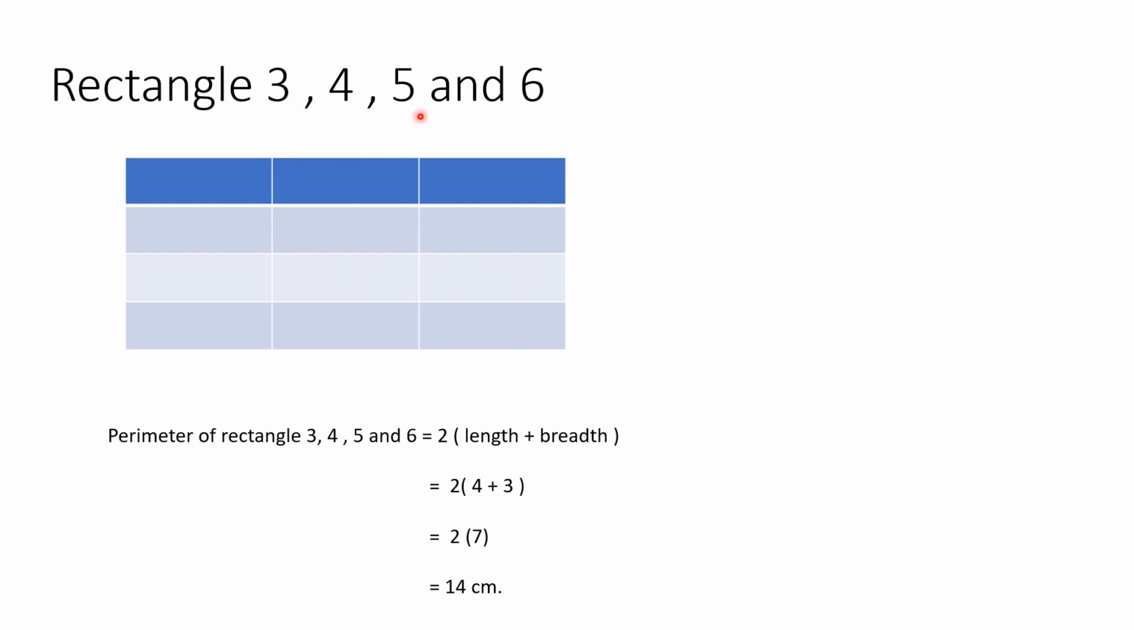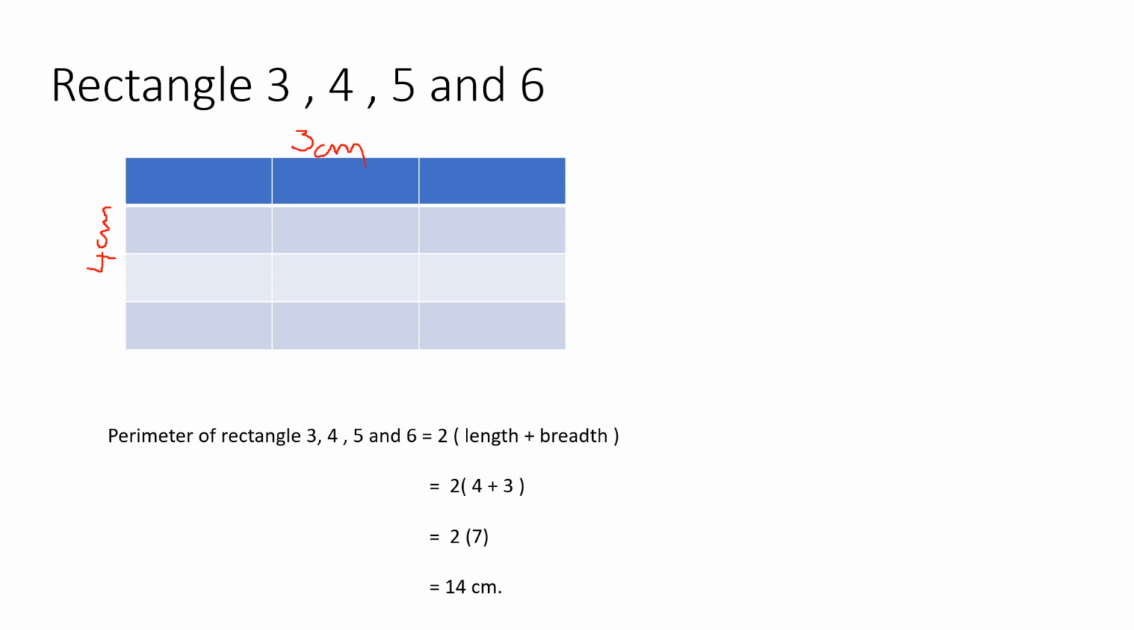Rectangle 3, 4, 5 and 6. Again, you have to draw this rectangle in your geometry book. The perimeter of rectangle 3, 4, 5 and 6 is equal to the formula 2 bracket length plus breadth. Length is here. Let's count 1, 2, 3, 4. So length will be 4 centimeter and breadth will be 1, 2, 3. So breadth will be 3 centimeter.